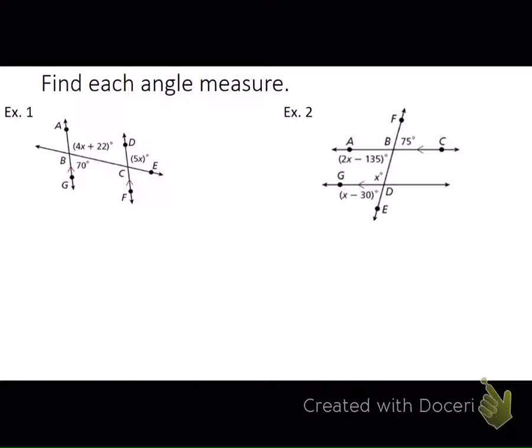So it says find each angle measure. Before you can find them and use those relationships, you have to know where your parallel lines are and which one is your transversal. And there are multiple lines sometimes. So first, Morgan, do we have parallel lines in example 1 here? Yeah, which two are parallel? AG and DF are our parallel lines. So AG is parallel to DF.